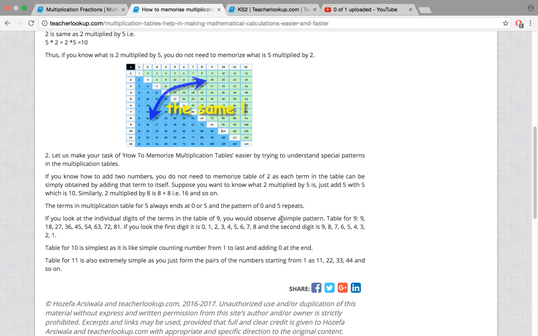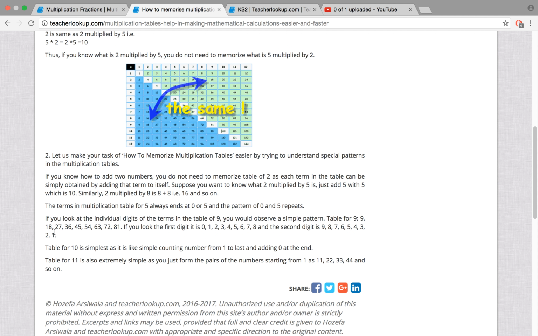If you look at the individual digits of the terms in the table of 9, you would observe a simple pattern. Table for 9: 9, 18, 27, 36, 45, 54, 63, 72, 81. If you look at the first digits, it is 1, 2, 3, 4, 5, 6, 7, 8. So these were the first digits. And the second digits are 9, 8, 7, 6, 5, 4, 3, 2, 1.